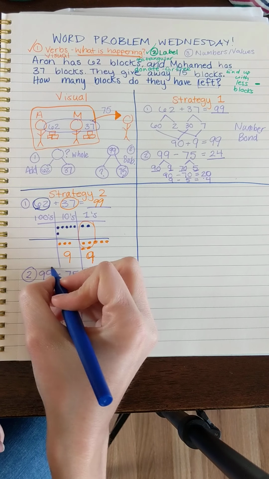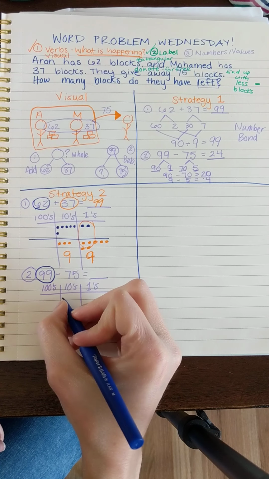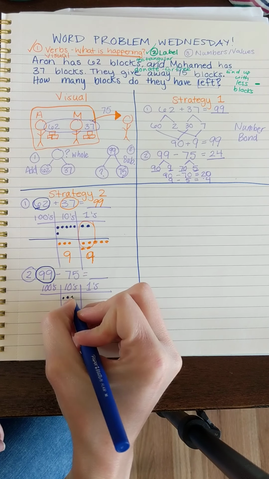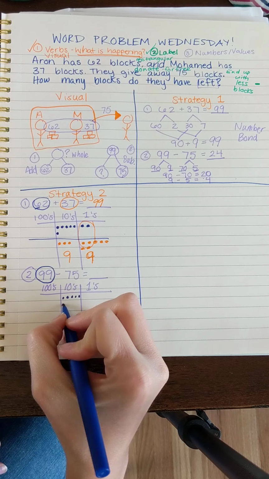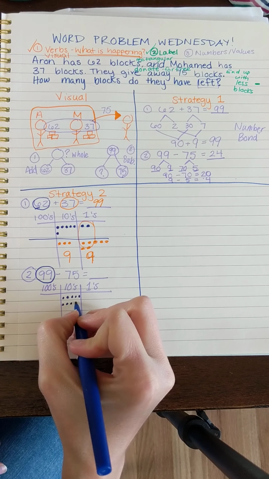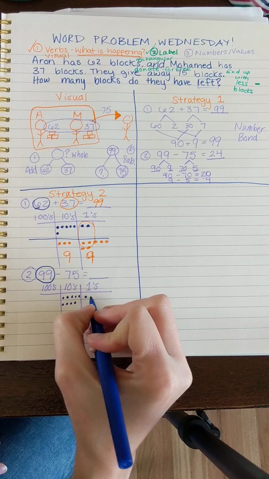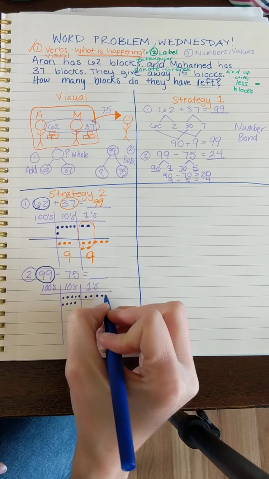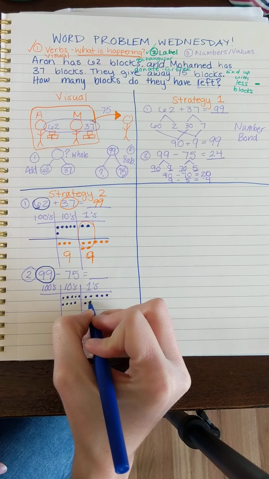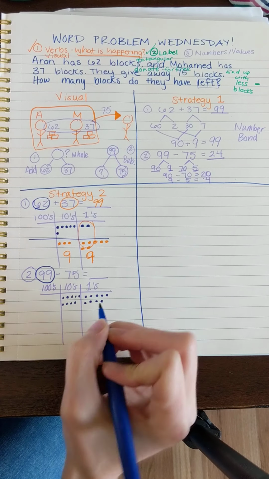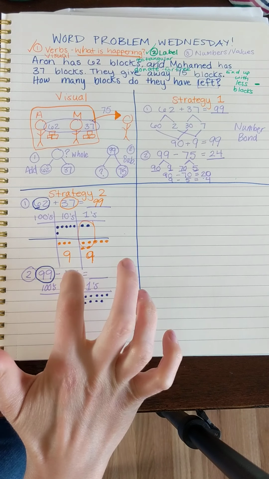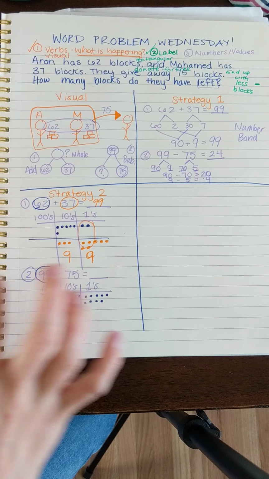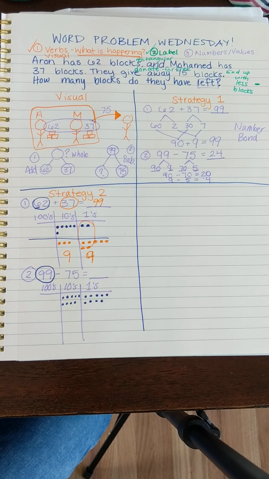Okay, let's start with 99. 10, 20, 30, 40, 50. Maybe I should make my tens place a little bigger. 60, 70, 80, 90, 91, 92, 93, 94, 95, 96, 97, 98, 99. All right, now I remember that when I'm subtracting, I don't put that number in because I'm not putting them together. I need to cross the second number out.